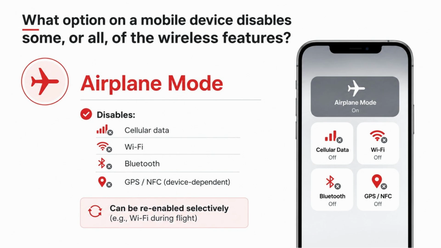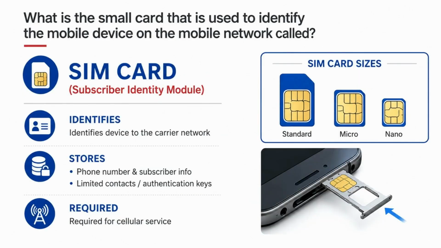Airplane mode is a key feature that disables wireless radios like cellular data, Wi-Fi, Bluetooth, and GPS or NFC. Importantly, many devices allow you to selectively re-enable specific wireless features after airplane mode has been turned on. A SIM card, or subscriber identity module, is essential for cellular service. It identifies your device to the carrier's network and securely stores your phone number, subscriber information, and authentication keys.